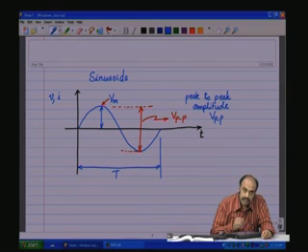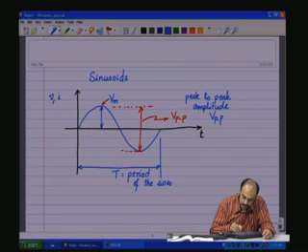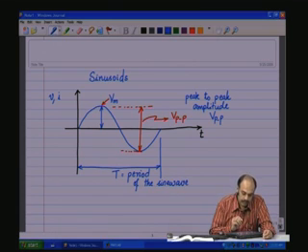So, this time period T is called the period of the waveform, is just called the period of the sine wave.